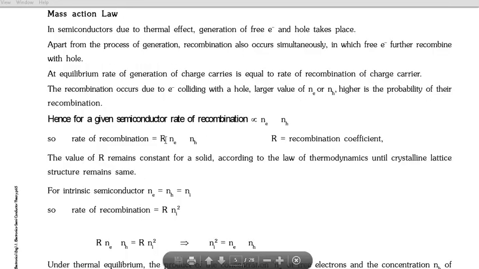This relationship that we have studied, Ne into Nh is equal to Ni square, is called the mass action law. This holds true for both extrinsic as well as intrinsic semiconductors. I hope all of you understood this concept now. Before moving to the next topic, let's try to solve some problems.